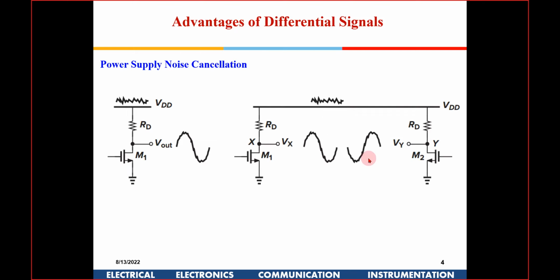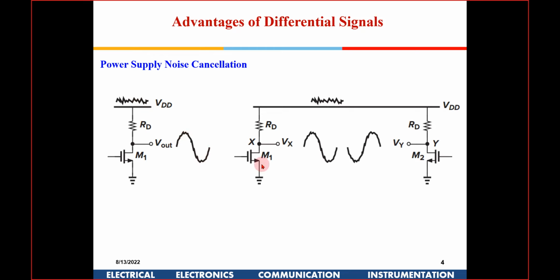Now this is a single-ended system in which you can see that if there is any power supply noise, obviously this is a power supply line, any noise in the power supply will again get incorporated as noise in the output signal.